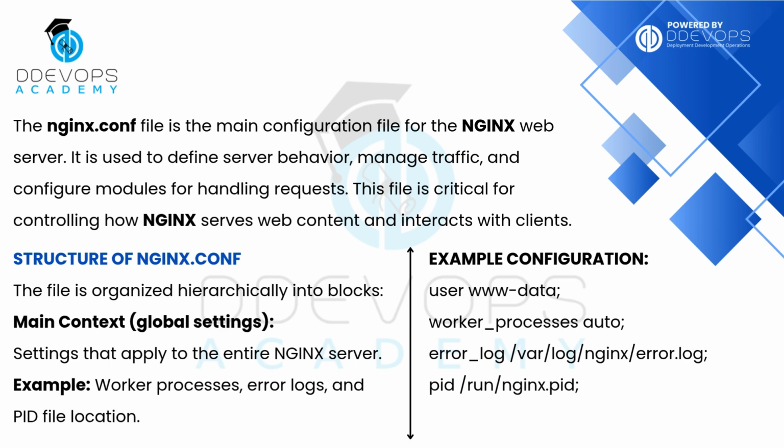Structure of NGINX.CONF. The file is organized hierarchically into blocks. Main context: global settings, settings that apply to the entire NGINX server. Example: worker processes, error logs, and PID file location. Check the example configuration for more understanding.